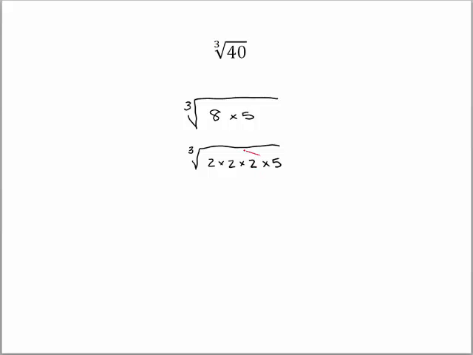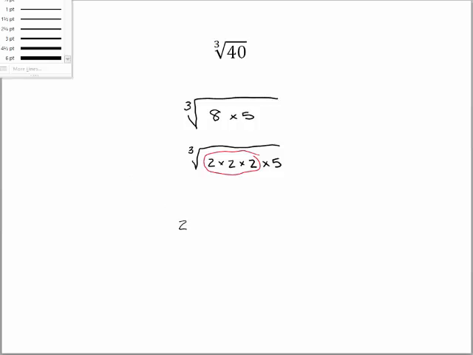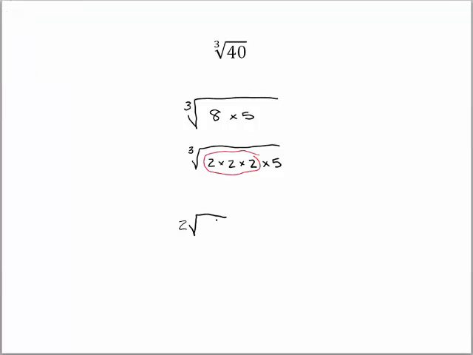Okay, so right here we have 3 2's that we can take outside the radical. So that becomes 2 radical, and what we have left over in there is a 5. 2 radical 5. That's a simplification of what we started out with. Let's try another one.